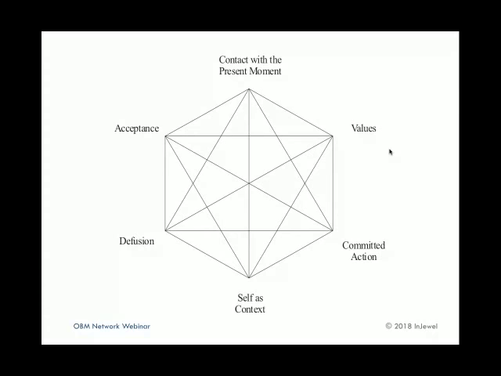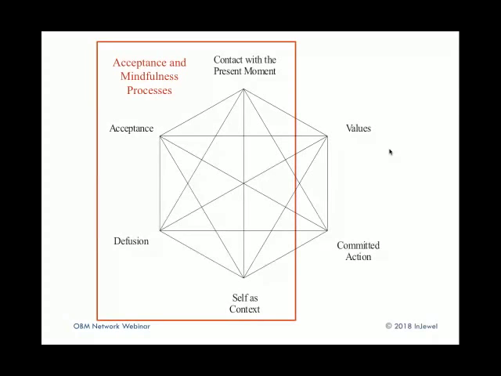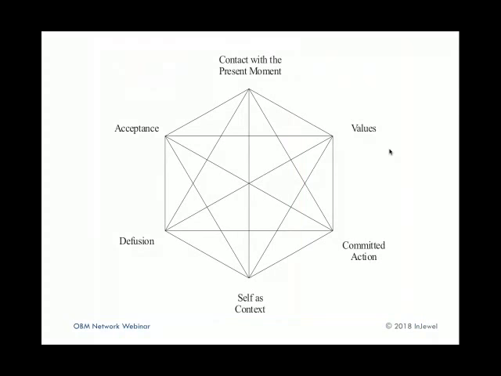The sub-processes themselves can really be chunked into two larger groups. On the left side of the hexagram, you see the acceptance and mindfulness processes. And on the right side, you see commitment and behavior change processes. And that's how the name acceptance and commitment therapy, or acceptance and commitment training, came about. The essence of acceptance and commitment training work has to do with the area in the center of the hexagram. And that is really the answer to a central question.